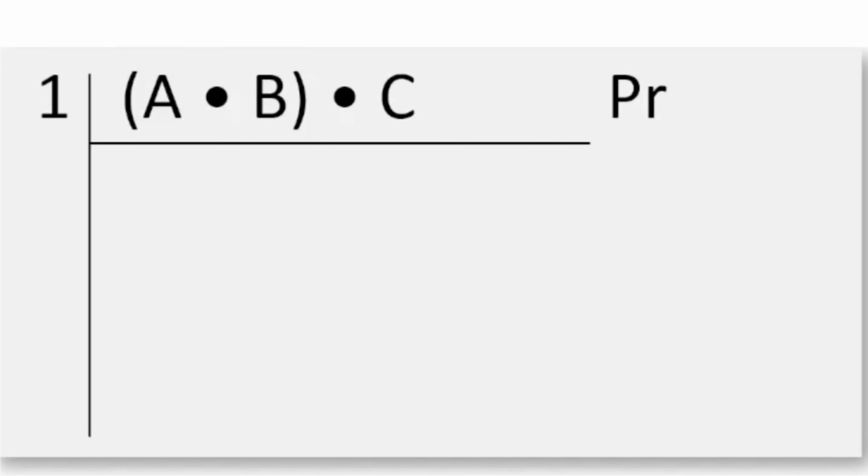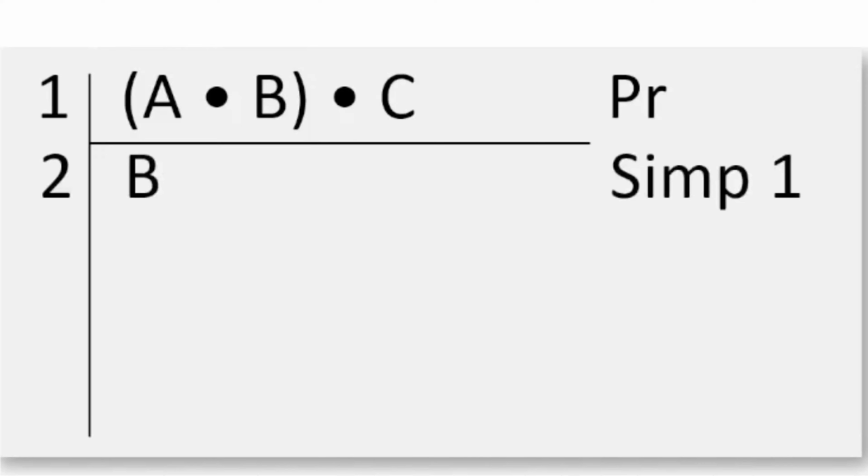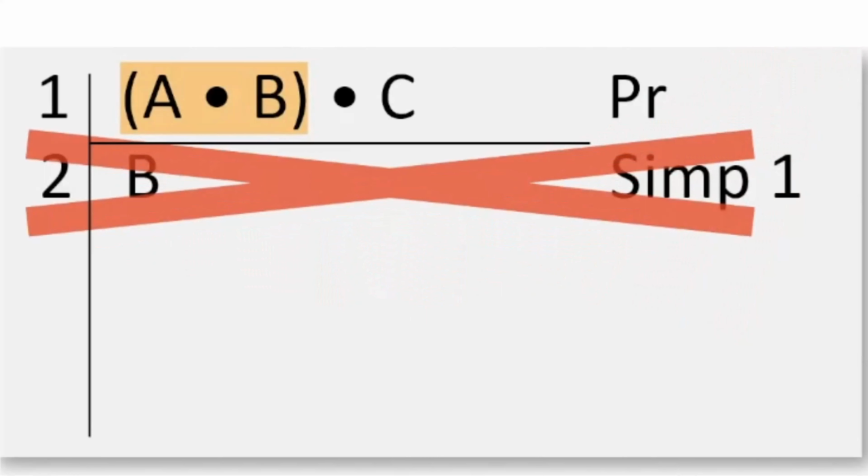What if we had a different example? This time we have a conjunction. Can we apply simplification to get B in this case? Clearly not. The same problem affects this kind of application. We cannot apply simplification to a component.